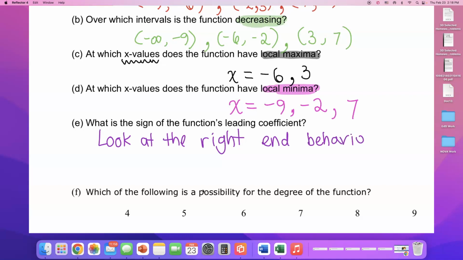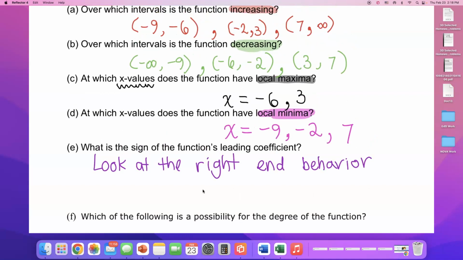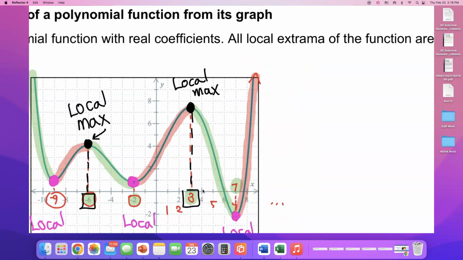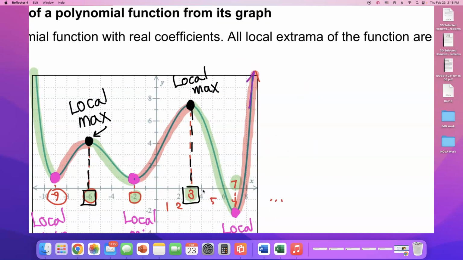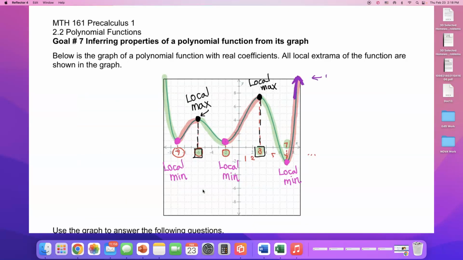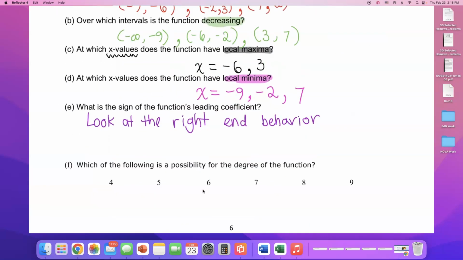Let's go see. So go to the right side of the graph, all the way to the right. Doesn't matter what the graph is doing to the left side. Just look at the far right. See? This graph is going up. The right end behavior is going up, therefore, up to the right. If it's going up to the right, then this has a positive leading coefficient.